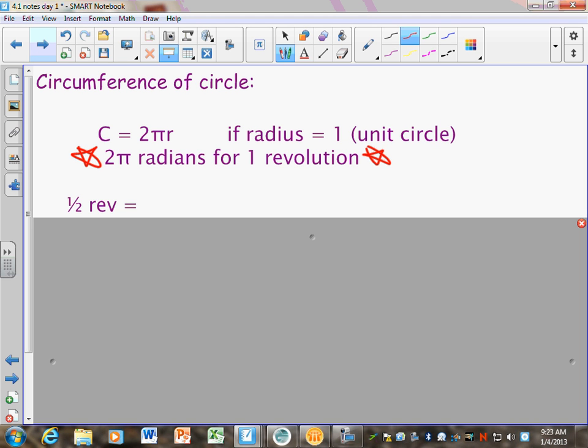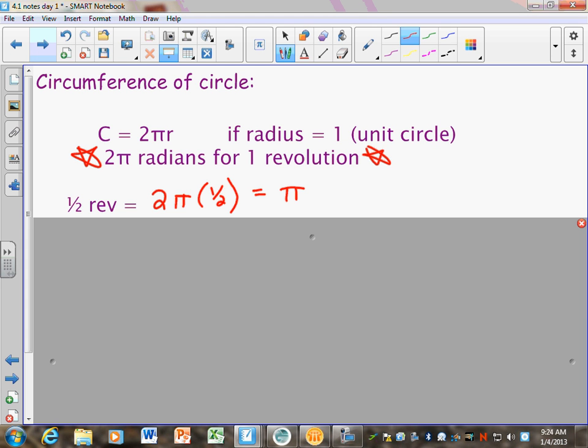If I know 1 revolution is 2 pi radians, if I just want to get half of it, could I just multiply by a half here? Or divide by 2, cut it in half? What would half of 2 pi be? Just pi, right? Don't be thrown off by the pi there. Just divide the numbers there. So we could say half of a circle is pi radians.